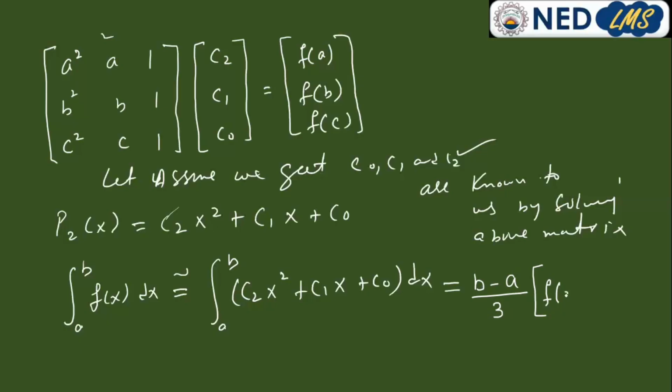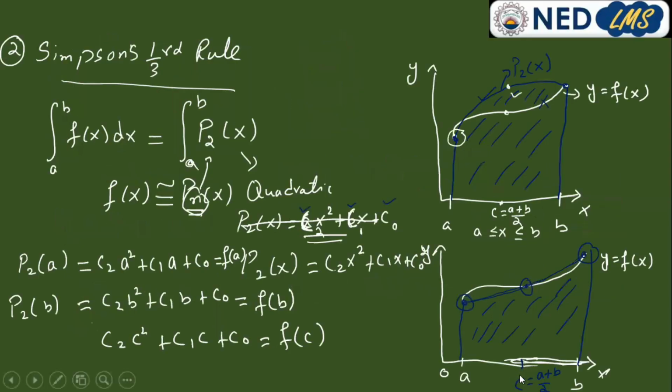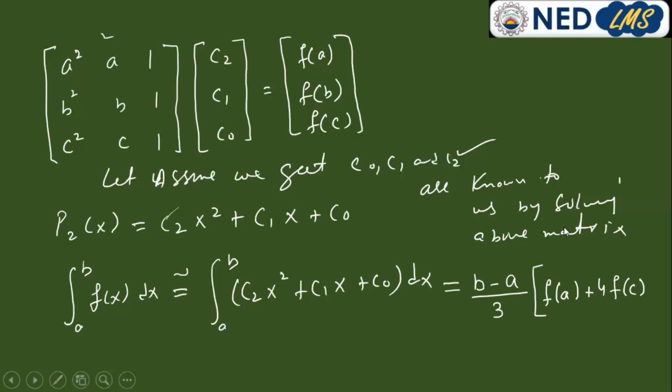So f of a, plus the other part that we have here is quite simple: 4 times f of c. I know you all remember what c is. c is the midpoint, this one. It's not that difficult to compute c. Just take the midpoint of the upper and lower limit, (a plus b) by 2, plus f of b. So this is how you obtain it.